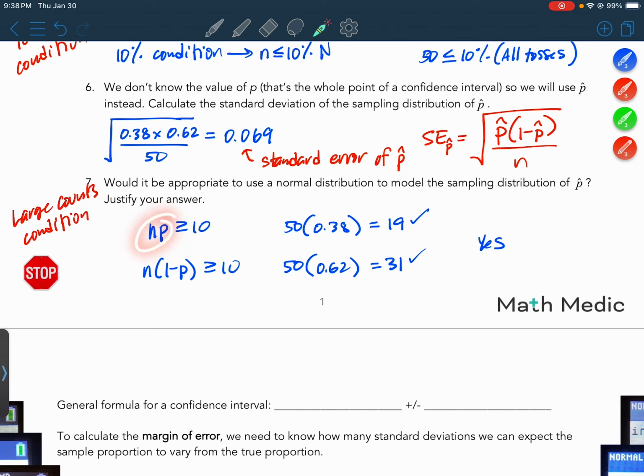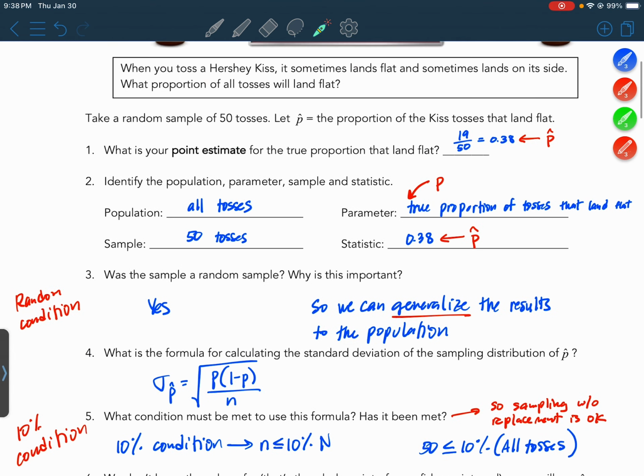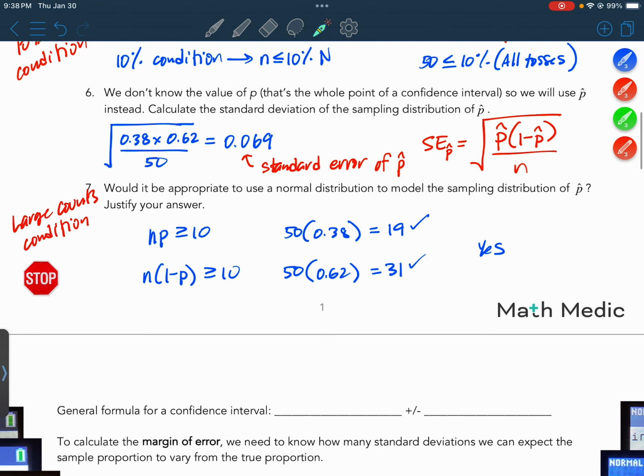All right, so that's just the product np and then the product n(1 minus p). But we run into the same little problem, which is that p is the true proportion and we don't know what that value is. So we're going to have to use our best estimate, which is p hat. So for me, that was doing 50 times 0.38 and then 50 times 0.62.